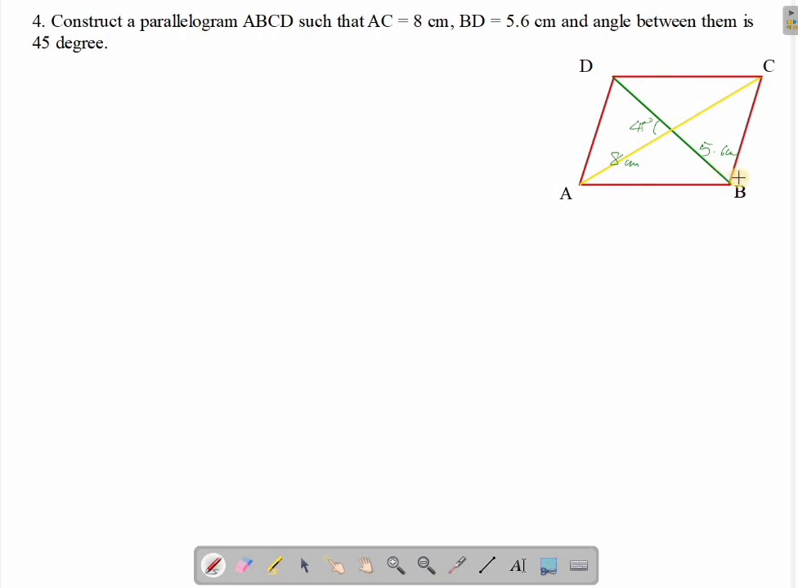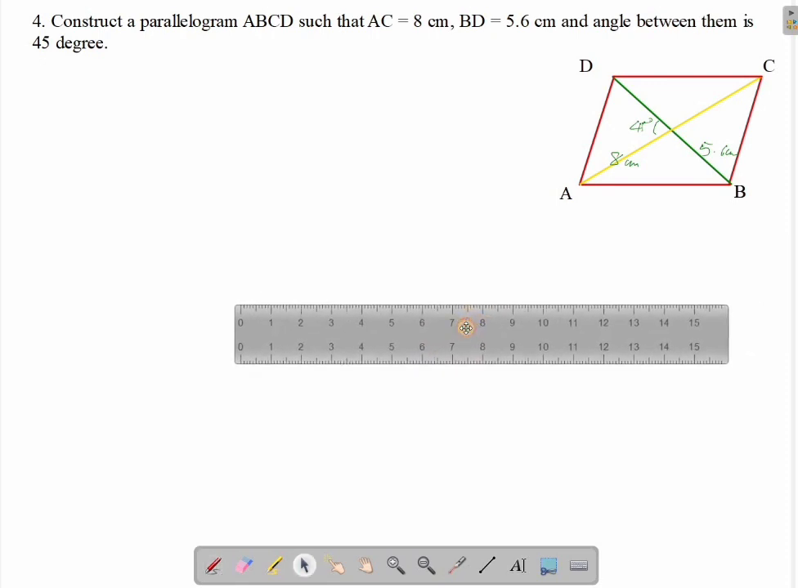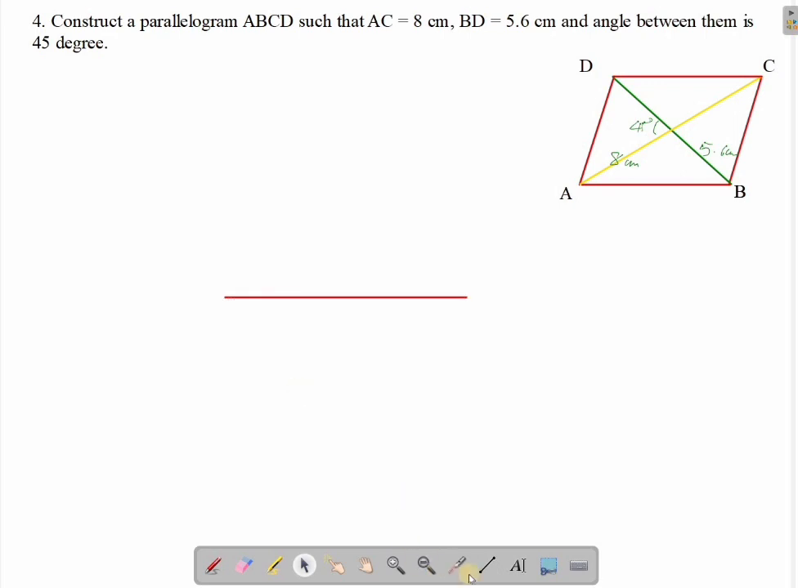So again we will take any of the diagonal. In the earlier question I started with BD, this time let me start with AC. It's not necessary that you have to start with AC, you can start with BD also, keep that in mind. Okay, so let me start with AC. AC is 8 centimeter. Yes, so this is your AC. We'll label it. So your AC is ready, which is 8 centimeter.